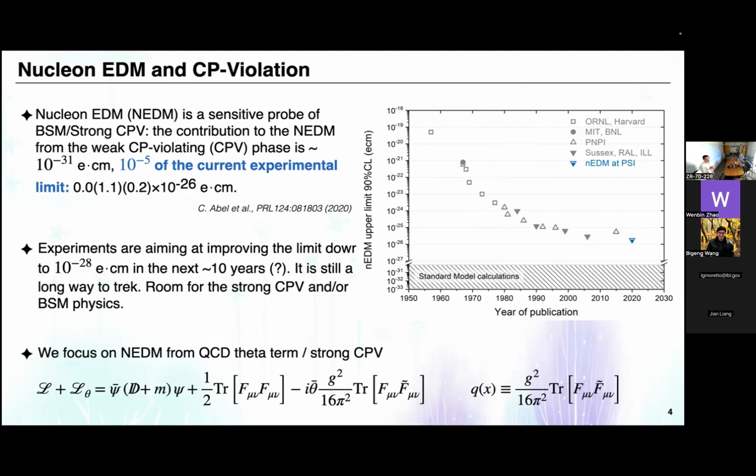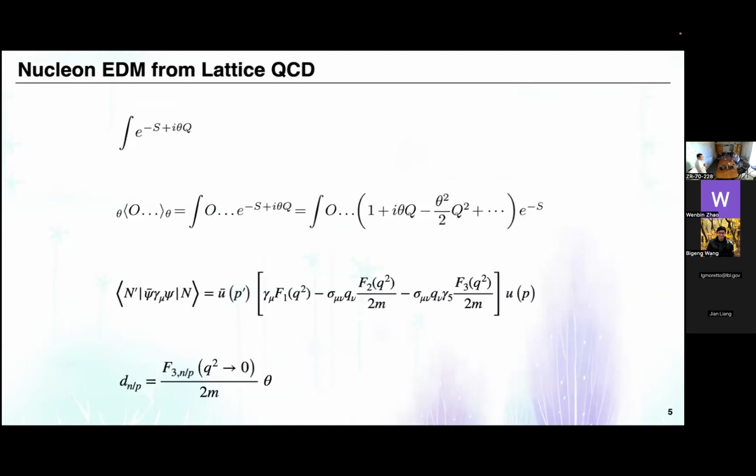In my talk, I will focus on the nucleon EDM from the QCD theta term, which is called strong CP violation. So this is the theta term. It has a coefficient called theta, or effective coefficient theta bar, and the rest is the topological density. So what can we do to calculate on the lattice? When including the theta term, we have a different action here, and in principle one may need to regenerate new gauge configurations.